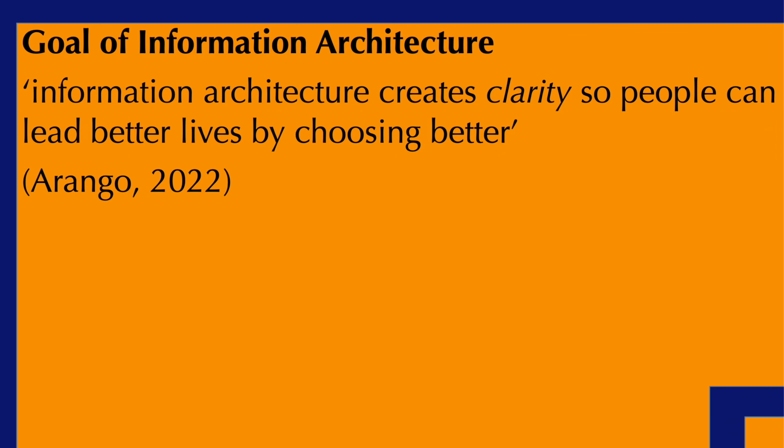From this, what is the goal of information architecture? According to Arango, the goal of information architecture is that information architecture creates clarity so people can lead better lives by choosing better. So this is a really broad, big one because I think oftentimes we think about information architecture in terms of just an informational space, computer science space, design space. But ultimately, because so many people consume so many different types of information, I really like this definition by Arango because it foregrounds the idea of clarity. We want to be clear in anything we do. And if we do that, it helps people lead better lives by choosing better.